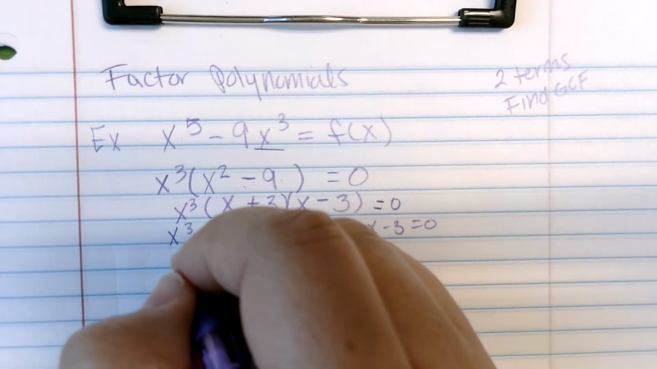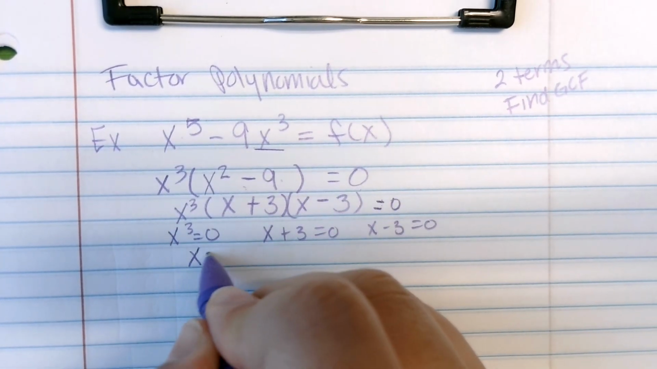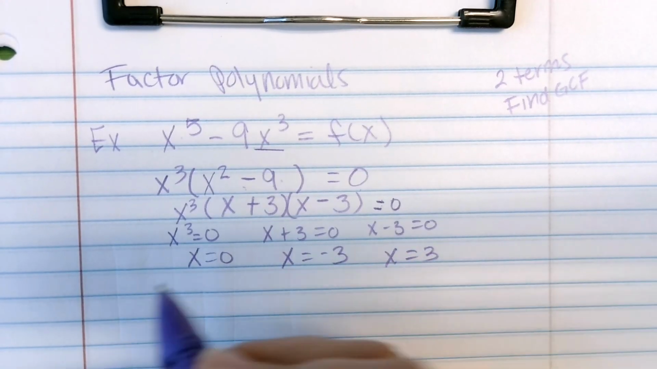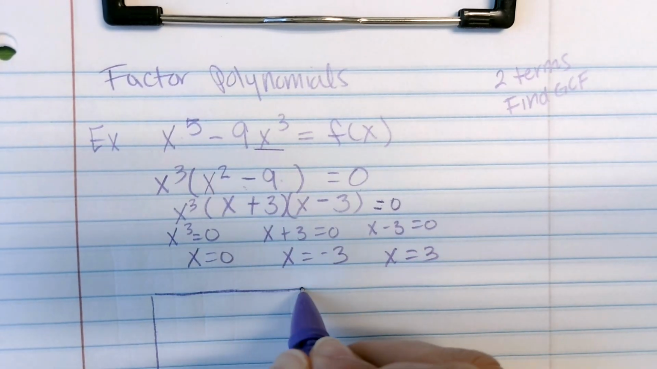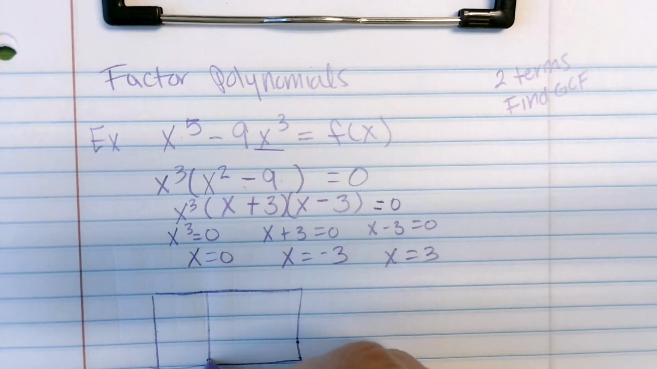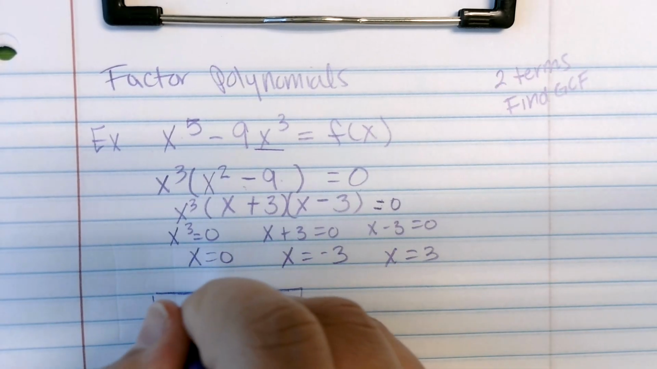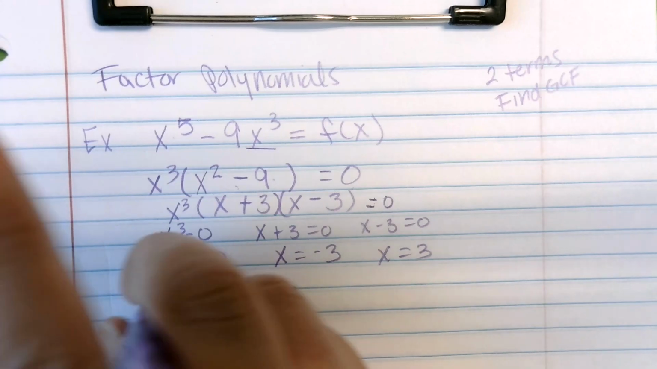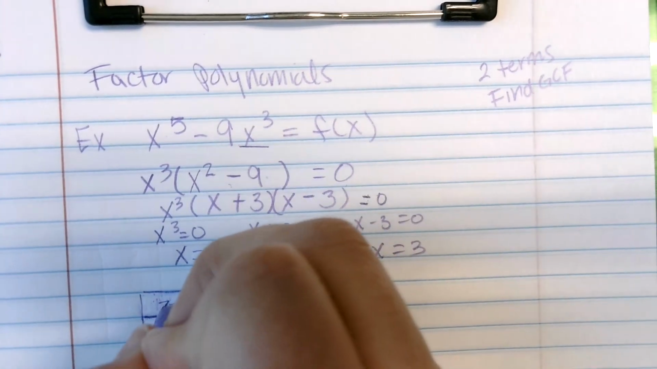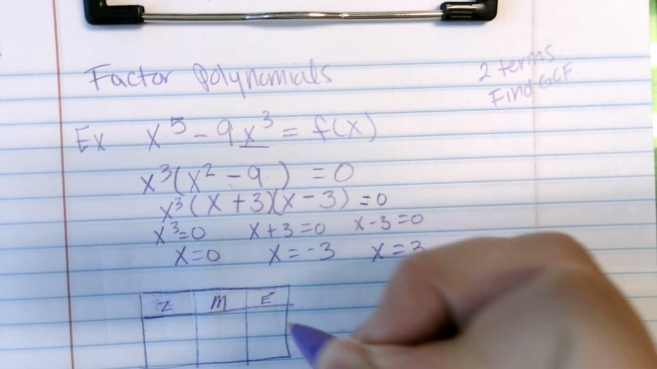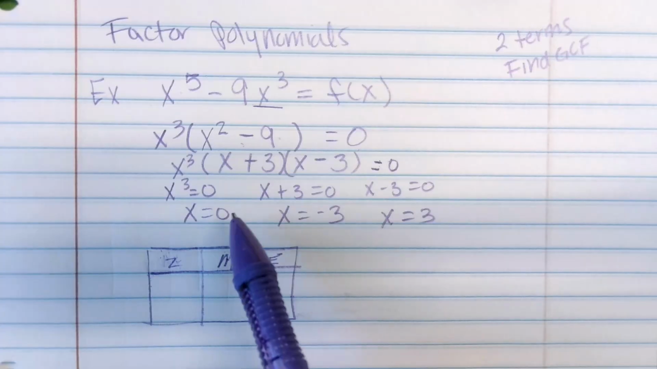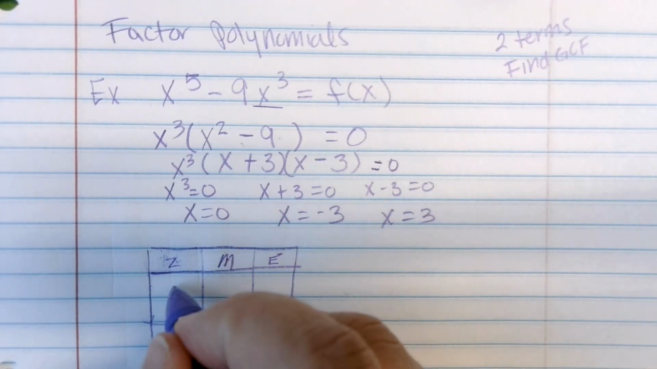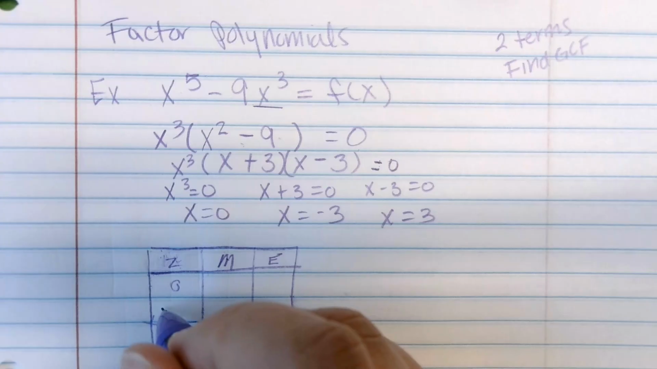And solve to find my zeros. So this is x equals 0, x equals negative 3, x equals positive 3. On your homework, I have little charts for you to fill in to make it easier for you. I think they say multiplicity, zero first, sorry. Each one of these zeros gets a space in here. So we have 0, positive 3, and negative 3.